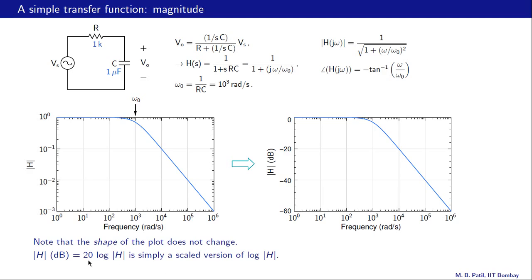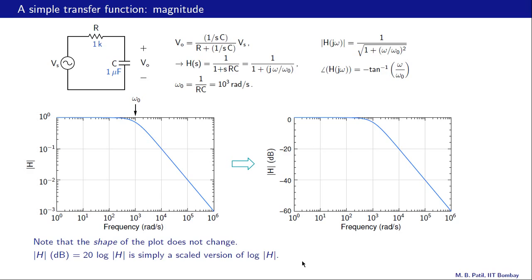So there is therefore a one-to-one correspondence between these two graphs. For example, mod h equal to 10 raised to minus 1 here, what does it correspond to? 20 times log of 10 raised to minus 1, which is 20 times minus 1, which is minus 20. So this point is in fact over here, and so on. So therefore the shapes are the same. What has changed is only this axis here.